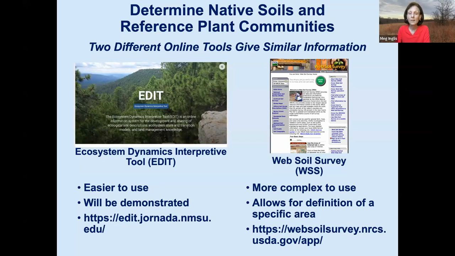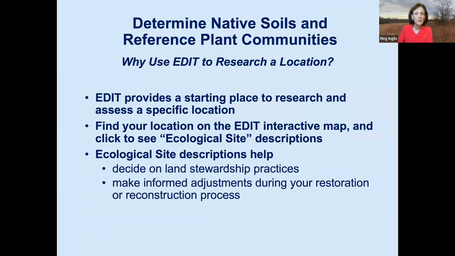So what I'm going to do right now is just go through the different steps. First of all, before I go through the different steps, I'm going to talk about why we even want to use EDIT to research a location. As we've said before, it provides you a starting place to research and assess a specific location that you're interested in restoring or being a steward to. And what you do is you find your location on the EDIT interpretive map and click ecological site descriptions, and that allows you to see that PDF that Suzanne brought up and went over at the very beginning when she was talking about the Dogwood Canyon. You can see that ecological site description for the area you're interested in. And they help you decide on your land stewardship practices and make those informed adjustments that we've talked about during your restoration or reconstruction process.